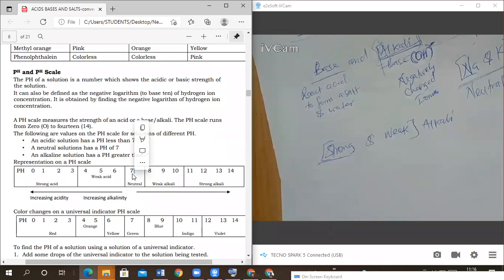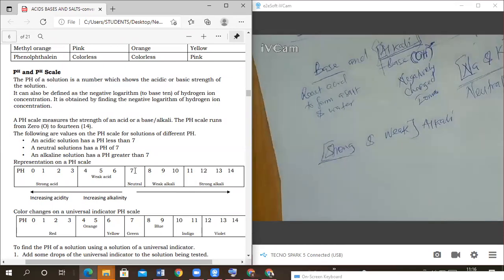Which compound gives us a neutral pH of 7? The most common is what? Ammonia. When you talk of those things, those are alkalis. Now you are going to the alkali side. When you talk of hydrogen ions, you are talking about acids. When you talk of hydroxide ions, you are going to the alkali side, isn't it? Okay?